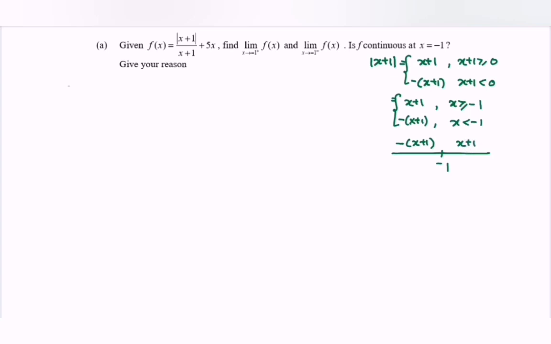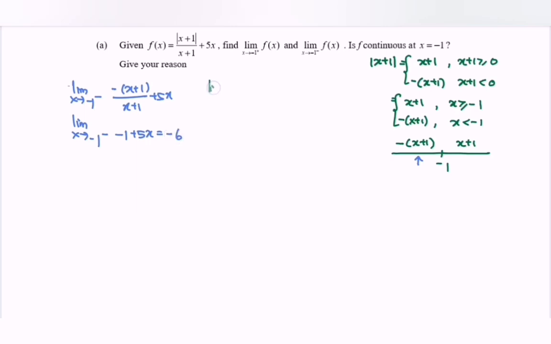So referring to the situation, the limit when x approaches negative 1 from the left. Focus on the situation from the left, meaning this part. We have negative bracket (x+1) over (x+1) plus 5x. So the limit when x approaches negative 1 from the left gives negative 1 plus 5x. Kindly substitute, and here we have the value of y approaching negative 6.